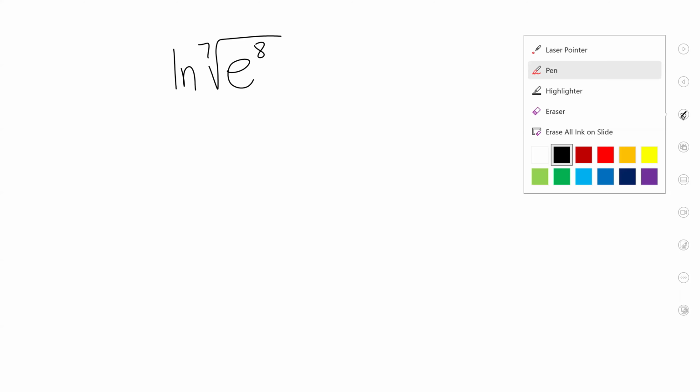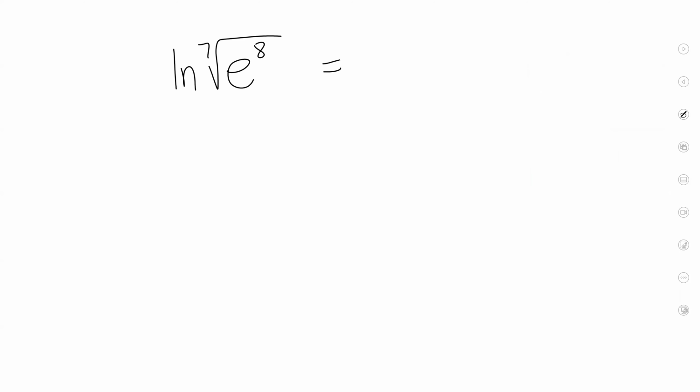Let's give ln of the seventh root of e to the 8. Okay, so how we're going to rewrite this, guys? Rewrite this on your paper without a root. How would you rewrite this so that you don't have a root? Please rewrite it. Ready, go. Write it down.